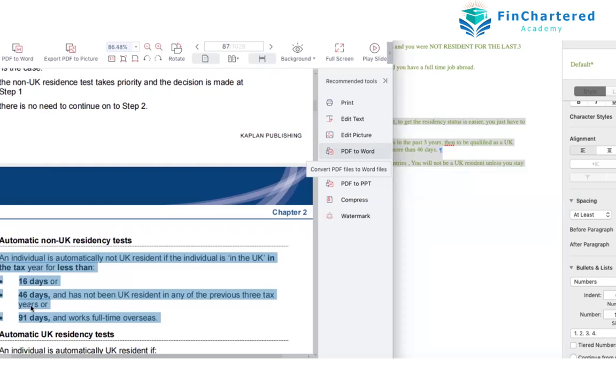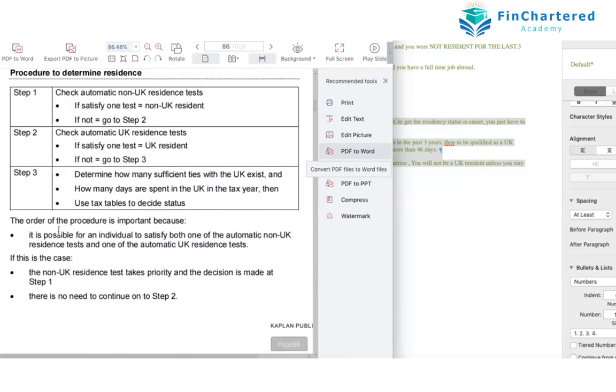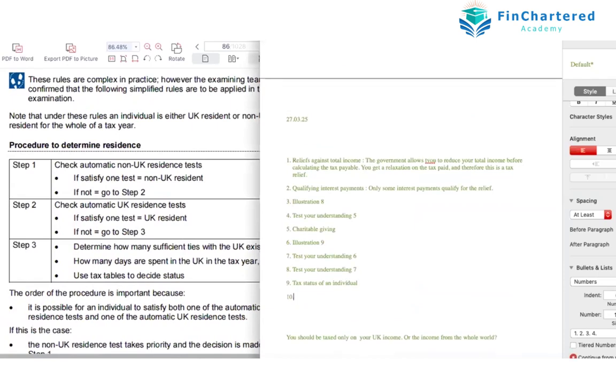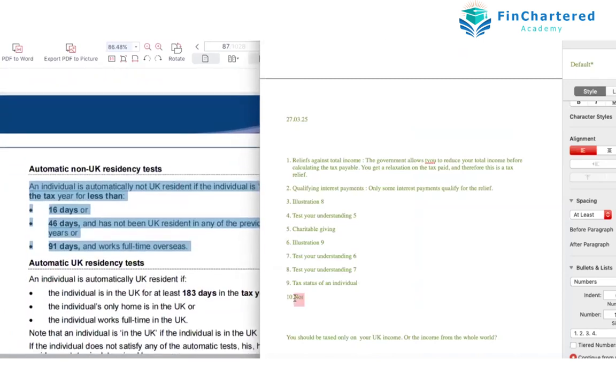So who would not be qualified as a UK resident? We have C in my index. Not UK resident test, automatic non-UK resident test. Now, when will you automatically become a UK resident? Automatic UK resident test.